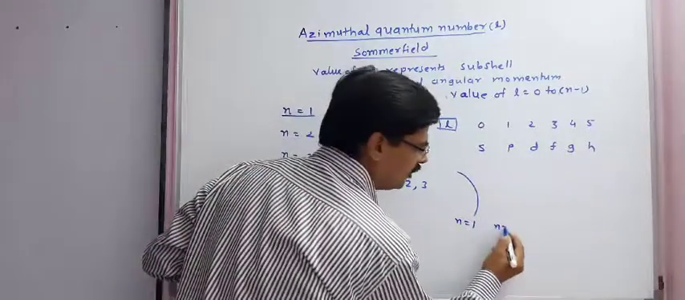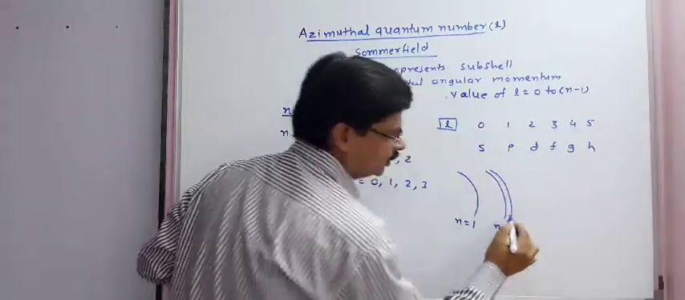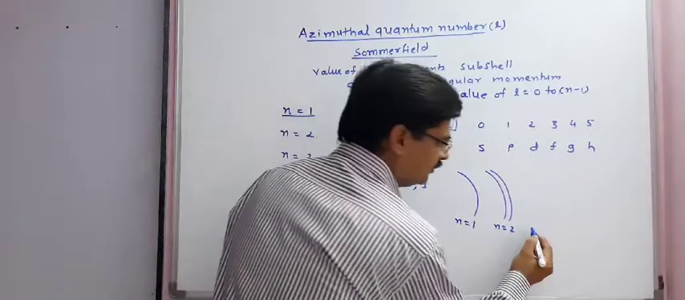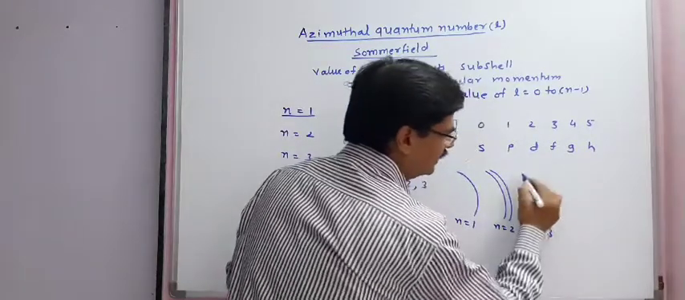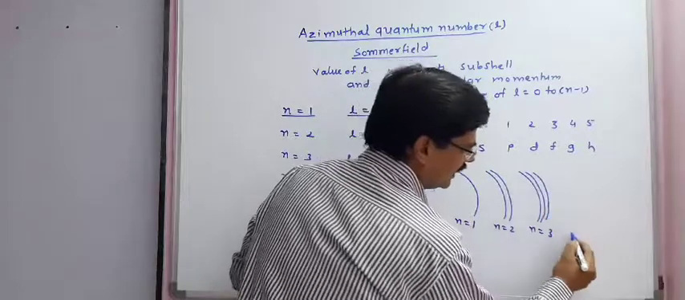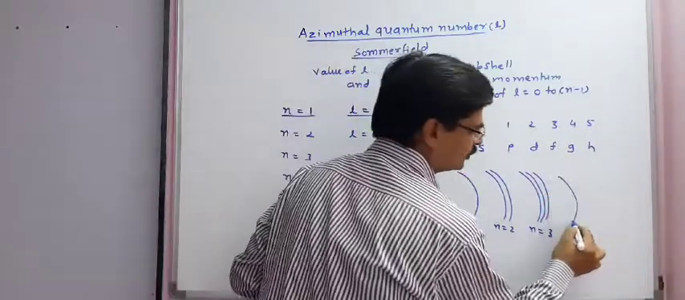For n is equal to 2, we can say subshells are 2. For n is equal to 3, subshells are 3. And for n is equal to 4, subshells are also 4.